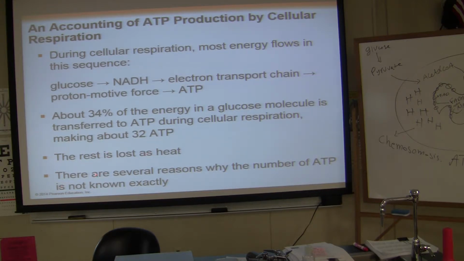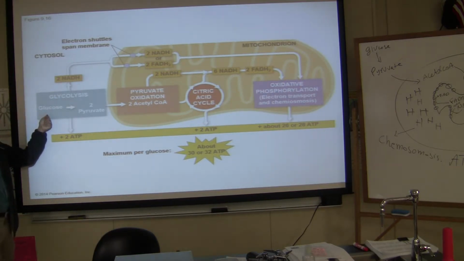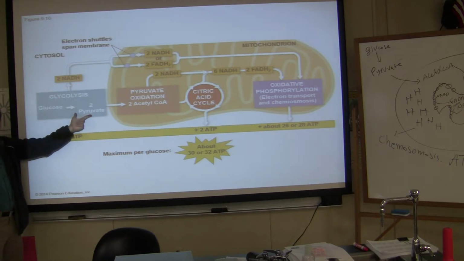Okay, there are several reasons why the number of ATP is not exactly known, and I will talk about that. This is the whole entire picture as far as ATPs. Are you ready for this one? One glucose molecule becomes 2 pyruvate. How many NADH do you generate? 2, because there are 2 pyruvates formed, right? We talked about this.